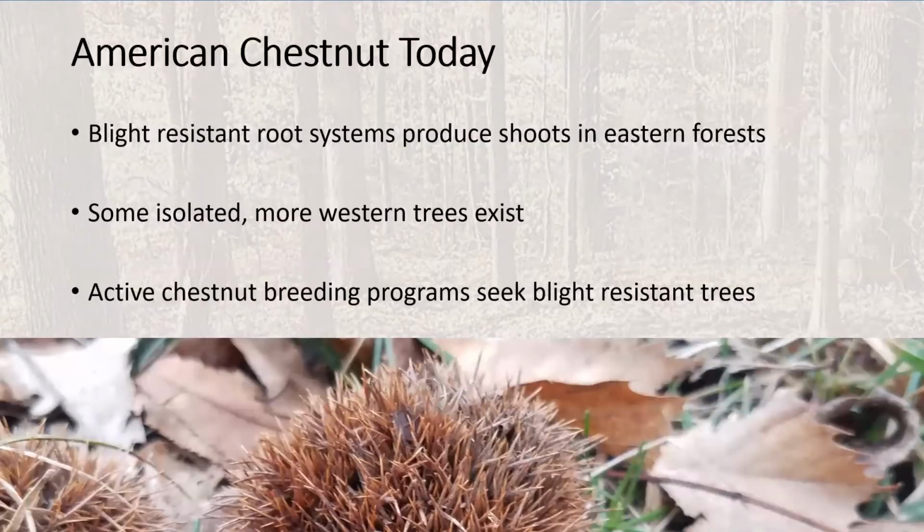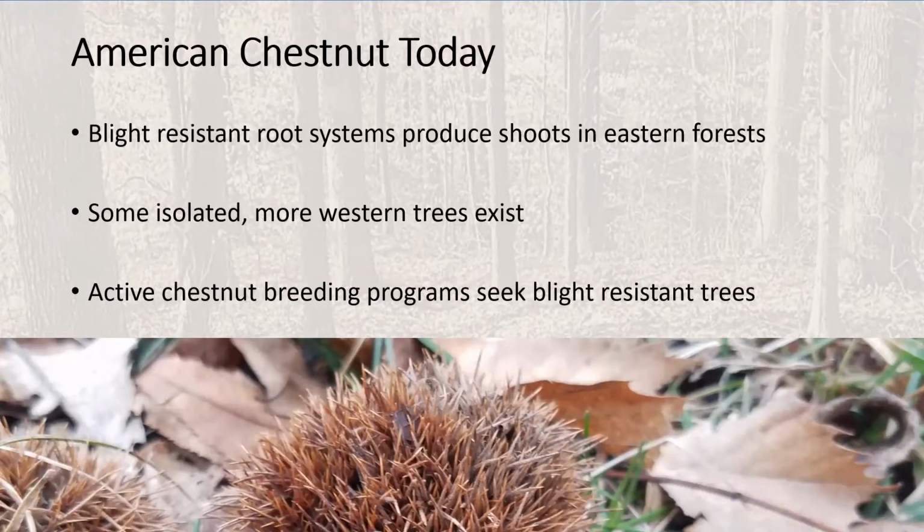So what does American chestnut look like today? Well, there are blight resistant root systems that produce shoots. I mentioned on one of the slides that the tree coppices really well, meaning that we can cut it off at the base and it sends sprouts up and grows a new tree. So some of those coppice trunks or root systems that still exist that haven't been infected can send up shoots that, once they get large enough, become infected and die back.